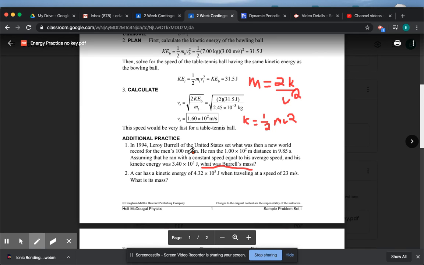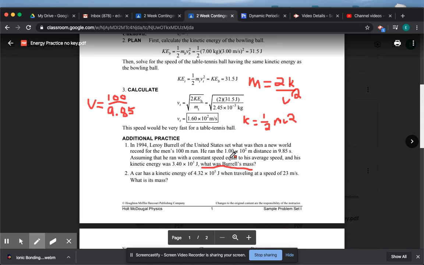Okay, so this is to find mass. So let's go back to number 1. It says that he ran 100 meters in 9.85 seconds. So our velocity, remember velocity is displacement divided by time. So velocity is 100 divided by 9.85. This will give you your velocity. Okay. And now we can answer the question.